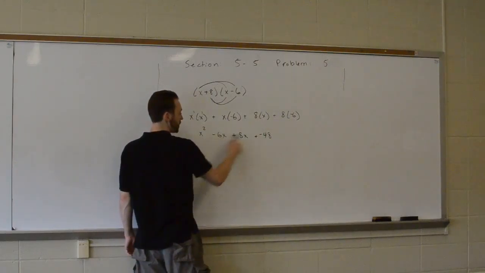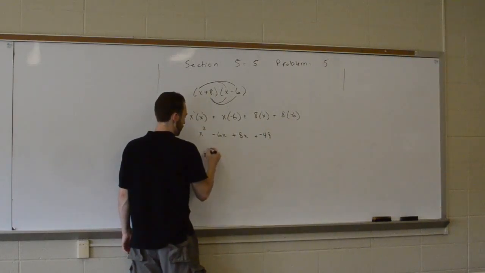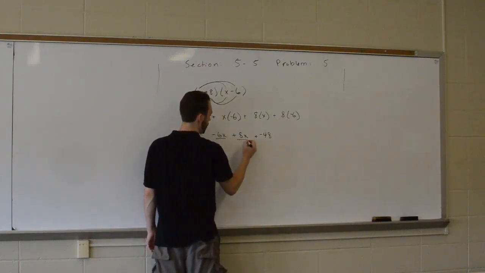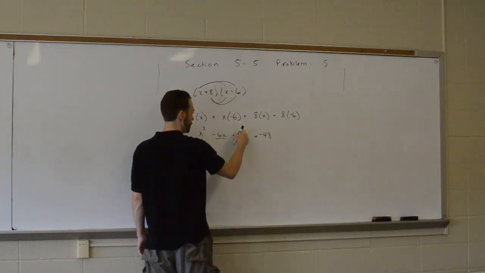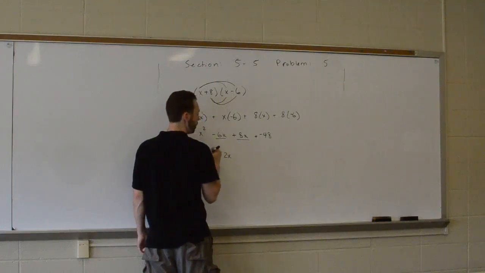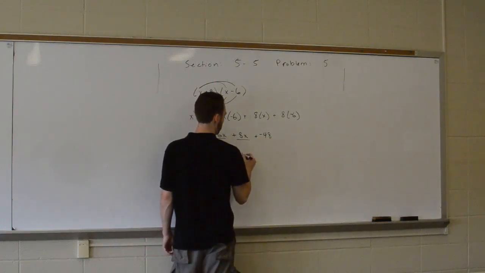We then try to see if we can combine anything. The x squared just comes down. Minus 6x plus 8x, both of these are like terms. We can add the coefficients together. Negative 6 plus positive 8 is positive 2. And we bring down the minus 48.